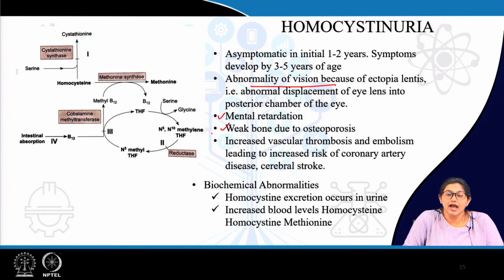So, what are the basic abnormalities in homocystinuria? As we are talking about homocystinuria, it is evident that there will be excretion of homocysteine in urine, as well as accumulation of homocysteine in blood. Also, methionine can be increased in blood.